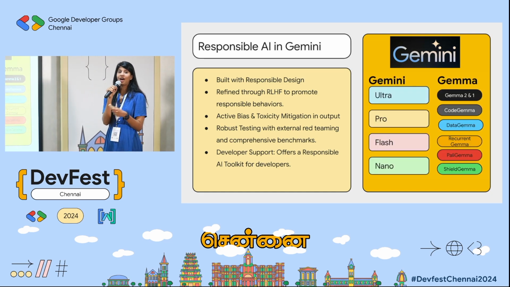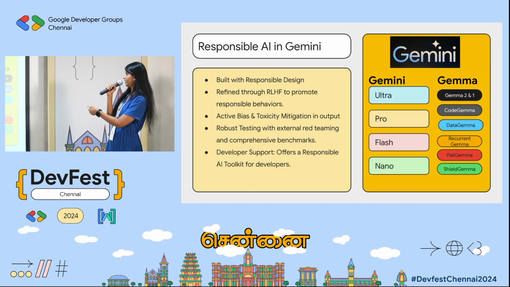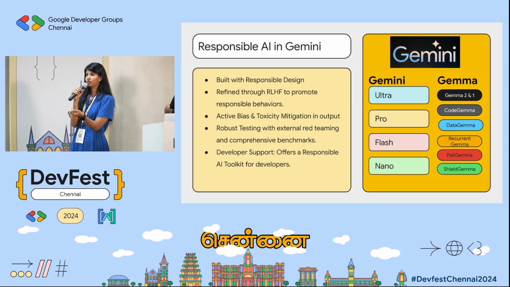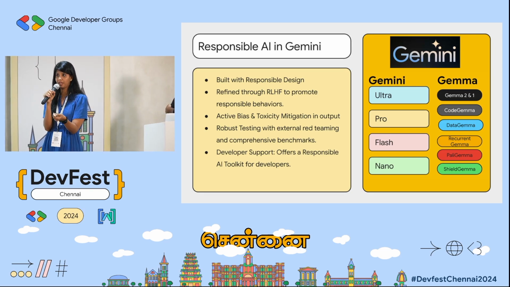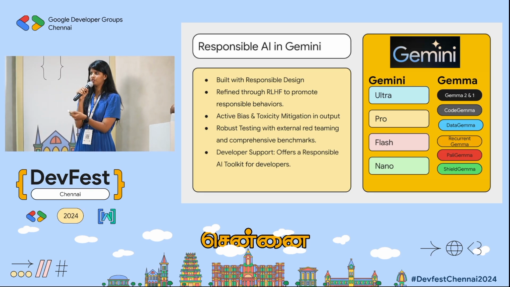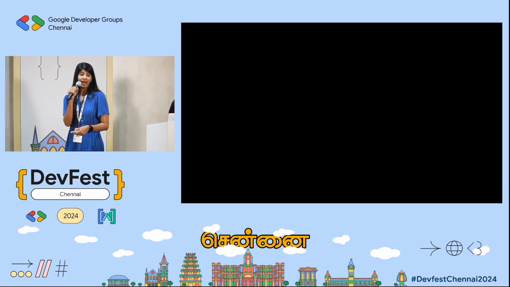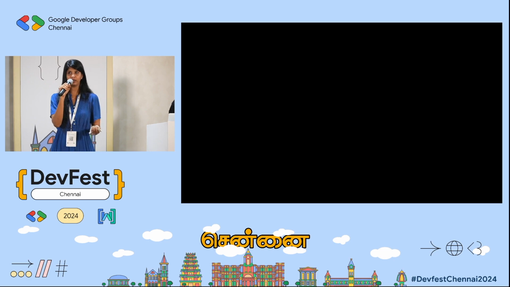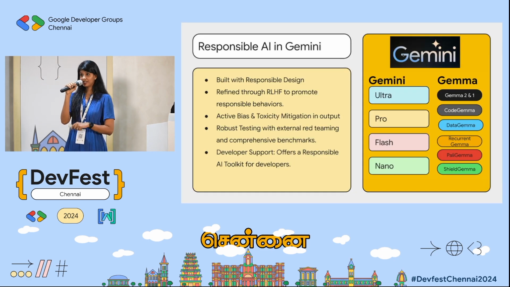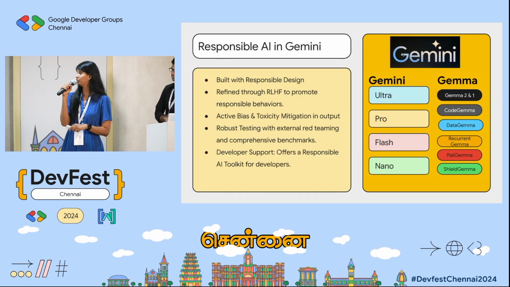So in Gemini, we have multiple variants. Gemini also has an enterprise version, and through developers, you can call it through an API call. You have multiple variants, with the biggest model, Ultra, Pro, Flash, the lightweight model, and Nano, which is the on-device model, right?